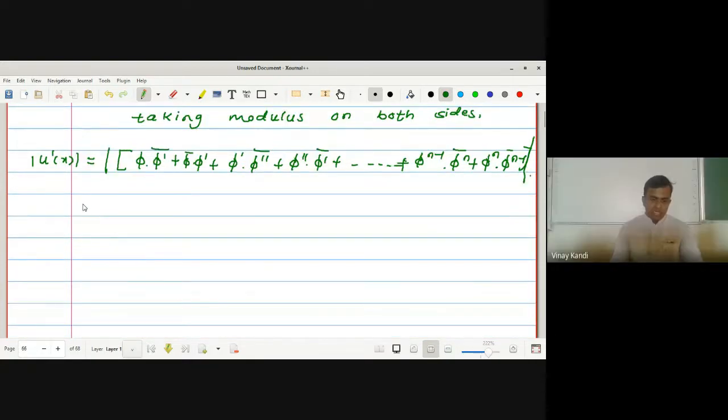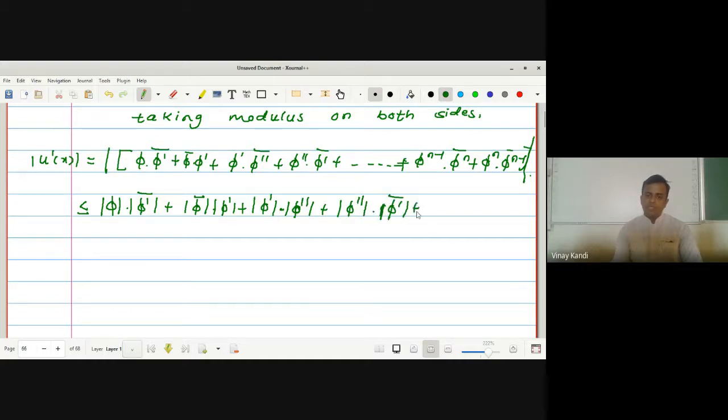No, sir. Which is less than or equal to mod of phi into mod of phi dash bar plus mod of phi bar into mod of phi dash plus mod of phi dash into mod of phi double dash plus mod of phi double dash into mod of phi dash bar, and so on, plus mod of phi raised to n minus 1 into mod of phi raised to n bar plus mod of phi raised to n into mod of phi raised to n minus 1 bar. Okay, any doubt? We have mod of a plus b is less than or equal to mod of a plus mod of b.